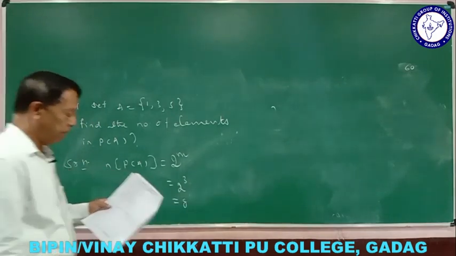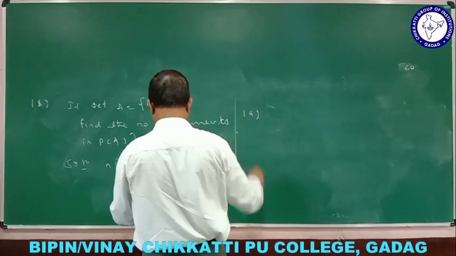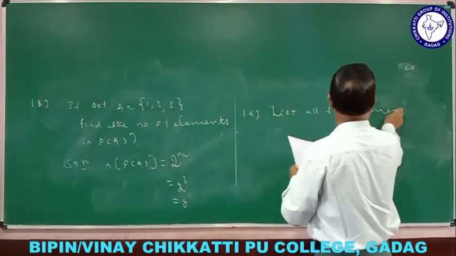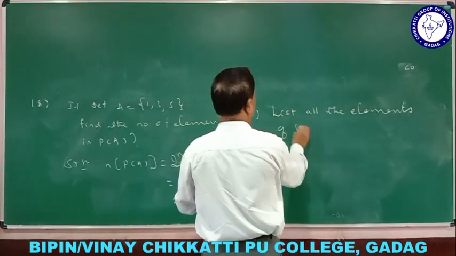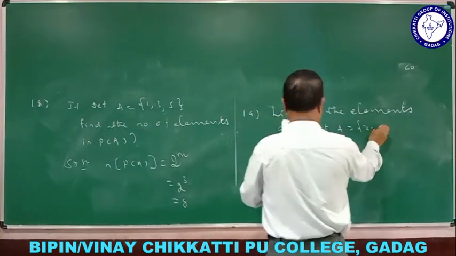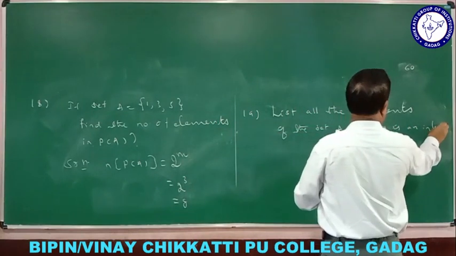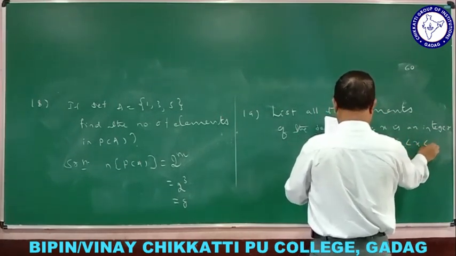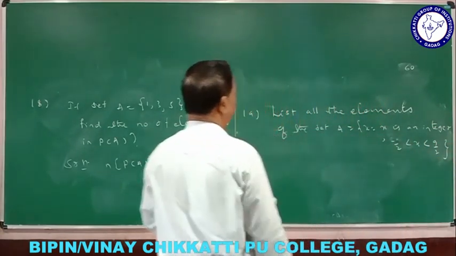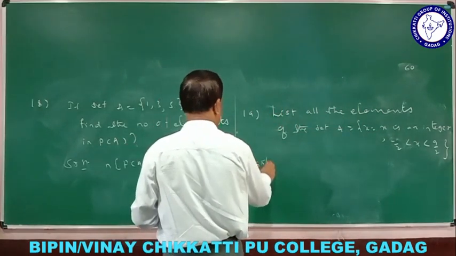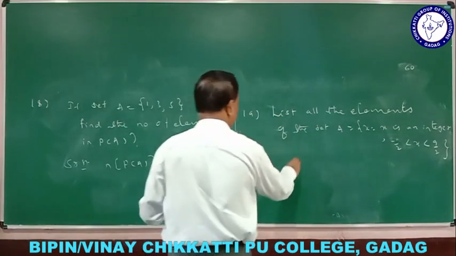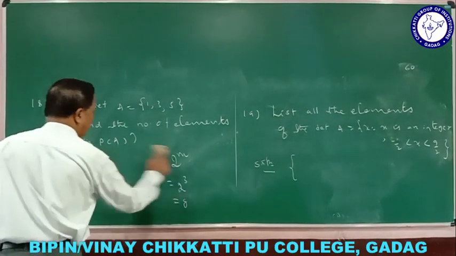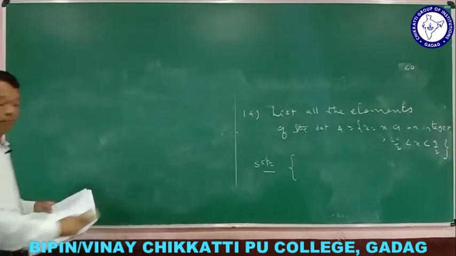And finally, one more problem I am going to discuss, that is 19. List all the elements of the set A = {x such that x is an integer, and -1/2 < x ≤ 9/2}. Here you have to list all elements, that is, indirectly write in the roster form. It is a set builder form, and you have to write it in roster form. You may feel it is complicated to write the answer because of -1/2 and 9/2. How to understand it easily? With a diagram I am going to explain here.